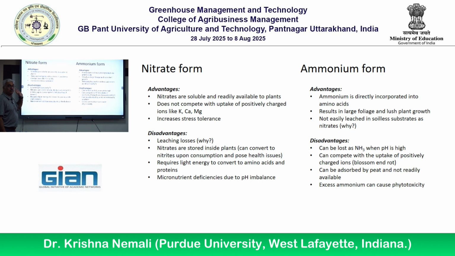Nitrates are easily soluble. As soon as you apply them in water, they become soluble, so plants can easily take them. They don't compete with calcium, magnesium, and potassium, whereas the ammonical form can compete. Why? They're all cations. Ammonical form, calcium, magnesium, they're all cations.